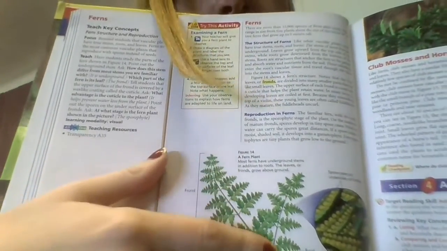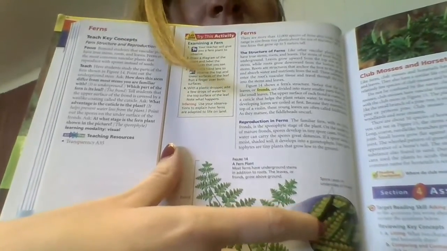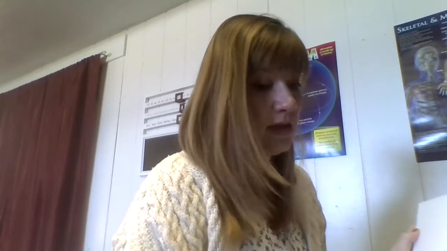So, if you can see, this right here is a fern. It is a fern. And at the bottom of the leaf of the fern, there's all these yellow dots. These are called spores. And they help ferns make new plants. And this is how, and we're going to talk about that today.